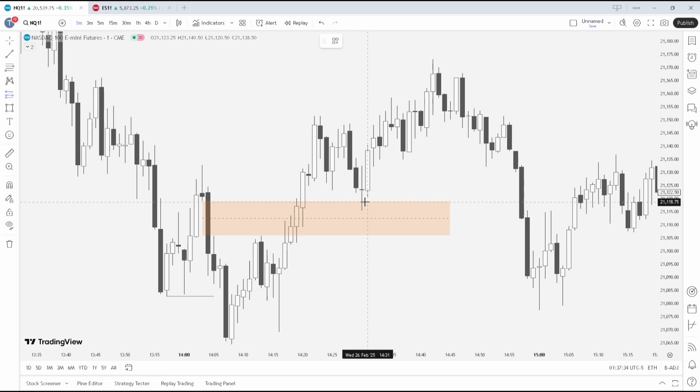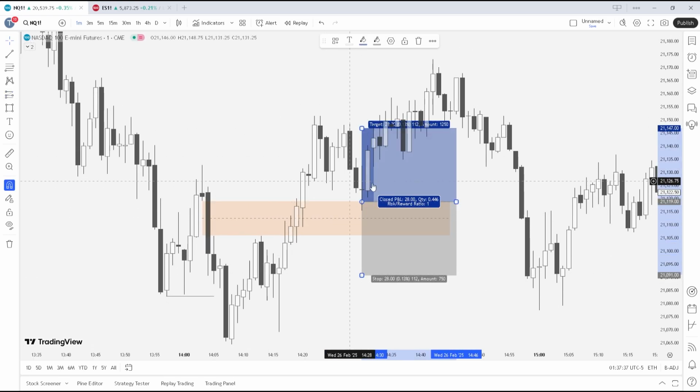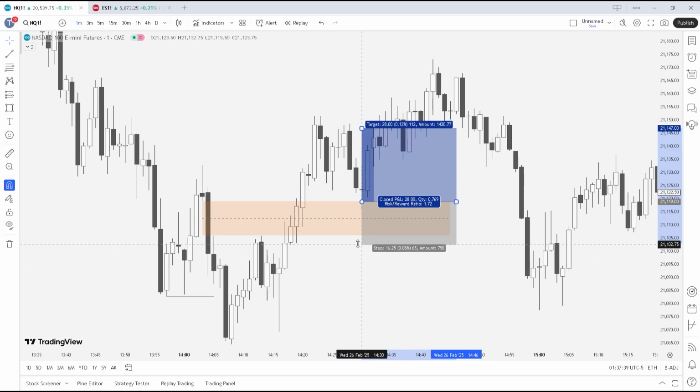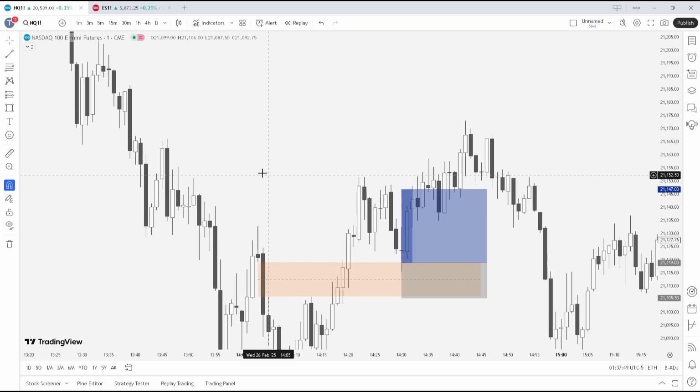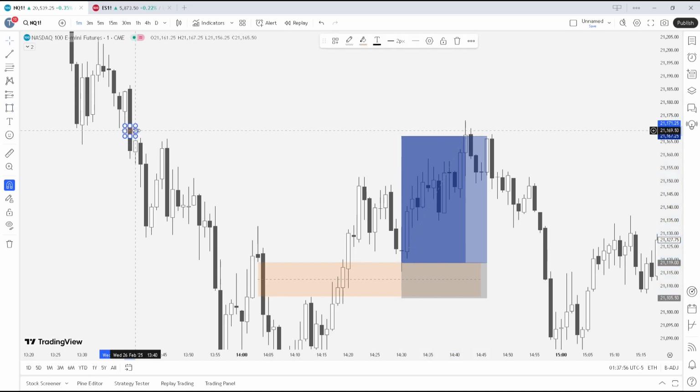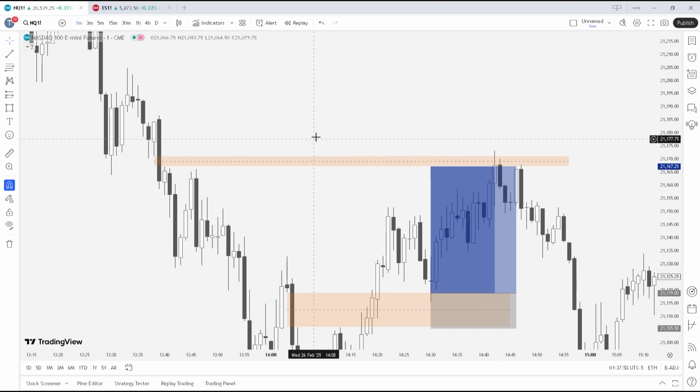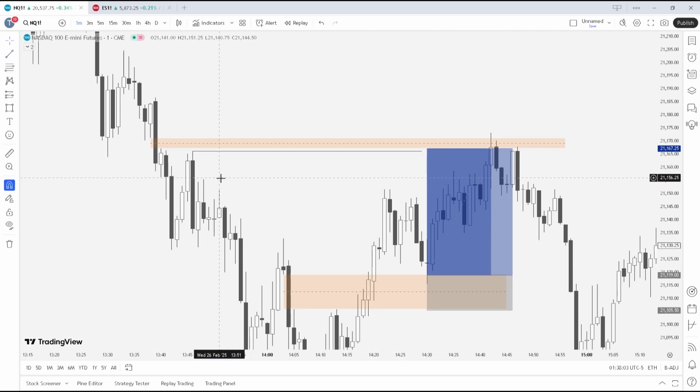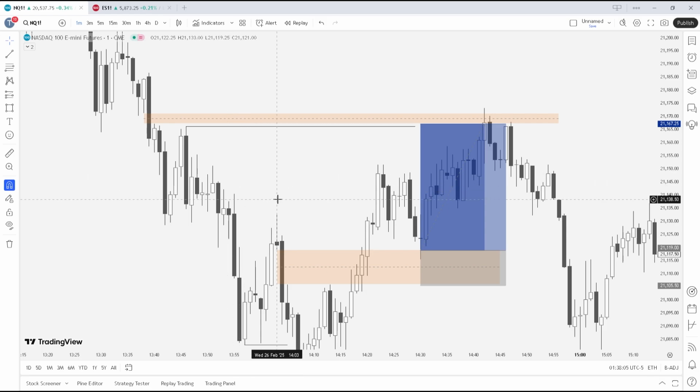What you could have done is enter off of the top into the inversion, and then you could put your stop either at consequent encroachment, or below consequent encroachment, or just below the gap, and then you can target something like this fair value gap up here, right? Or you could just target this high right here, or maybe this high right here.